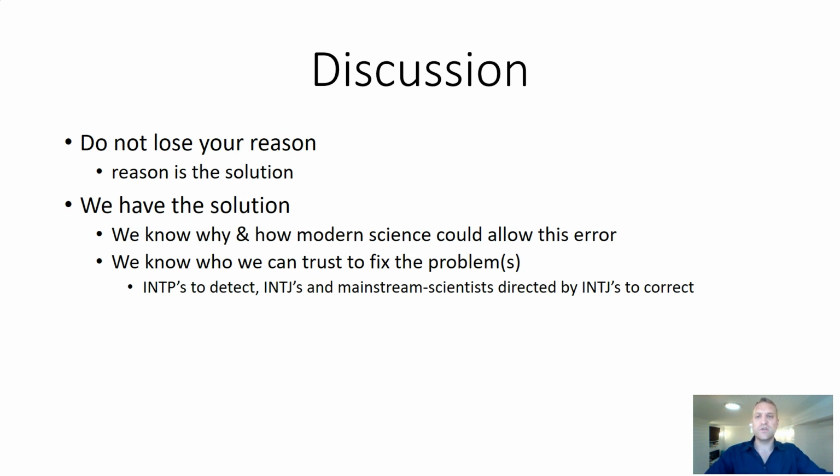INTPs aren't as good at solutions. INTJs are very good at solutions. So INTJs directing mainstream scientists can be used to correct the problems. You can't trust mainstream scientists to correct them because self-evidently they don't have the psychological tools. The reason is psychological again. Instead of the N in the Myers-Briggs, they're typically S's. That means they're sensing rather than intuitive. They're perceptualists rather than conceptualists.